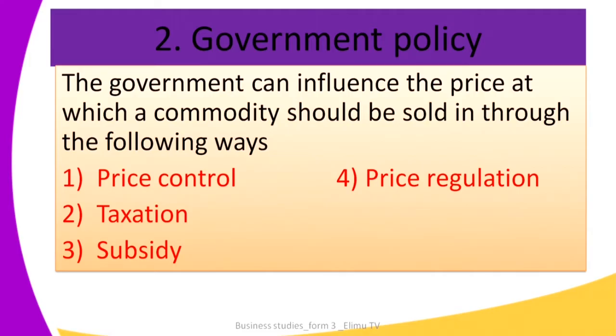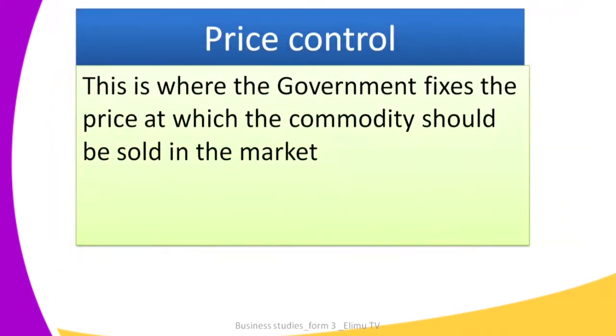The other one is the price regulation. But now let's look at each and every way, the 4 ways that we have just mentioned that the government can use to alter or affect, either increase or decrease, the price of a product. So let's start with the price control. Price control is where the government fixes the price at which the commodity should be sold in the market.